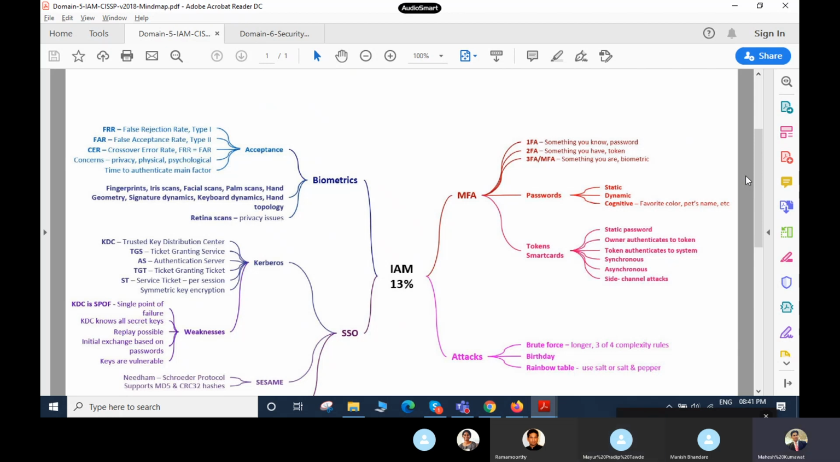Okay, then we're talking about MFA. Before we go to multi-factor authentication, suppose we have brute force attacks, dictionary attacks, birthday attacks, and rainbow tables. How are these going to be mitigated? What defensive approach can we take? What sort of things are we going to do?